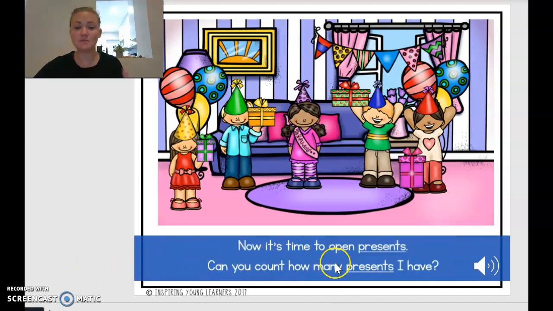Now it's time to open presents. Can you count how many presents I have? Take a moment to count her presents. Yep, you should have gotten 4 presents. And there's all her friends at her party.